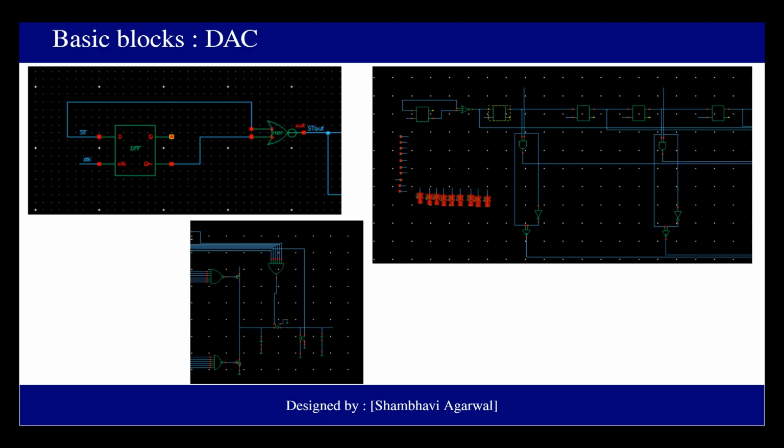And if the bit is 1, here this NOR gate turns on this PMOS. And if the bit is 0, this NAND gate turns off this NMOS. And this NMOS then discharges the capacitor.